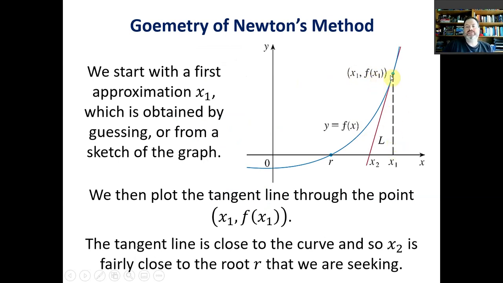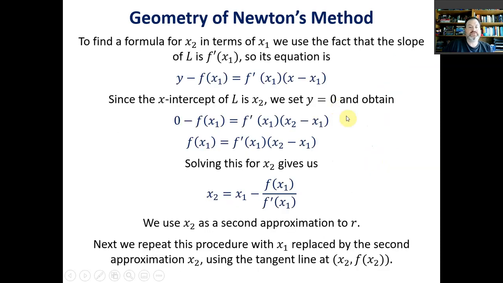So the idea is that we take the height minus the difference in these times the slope, and we look where that intercepts. So the intercept of L is x2. We just set y equal to 0. And so here, if this is 0, we can solve this for x2. So x2 is a variable. In fact, after we set this equal to 0, x2 is the only variable, because x1 and f prime of x1 and f of x1 are all going to be given. So we're going to have a starting value.